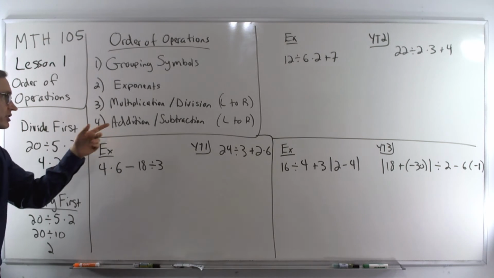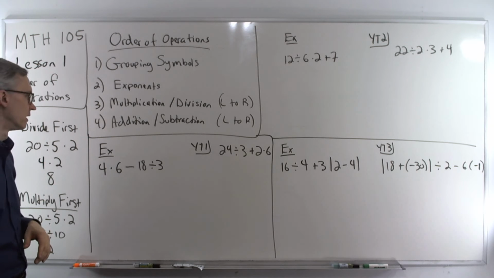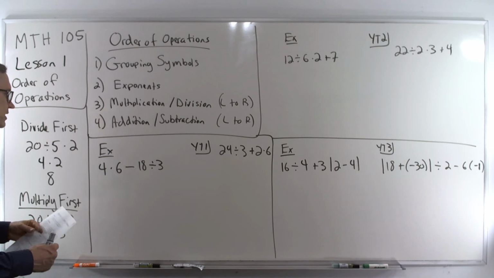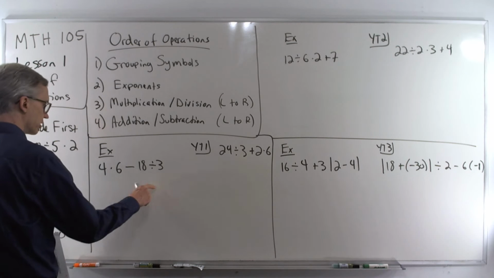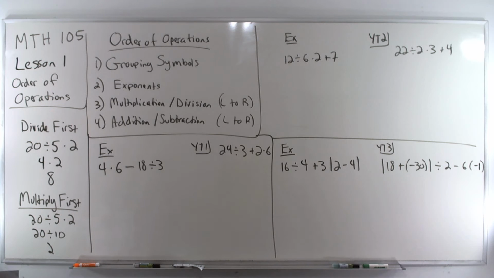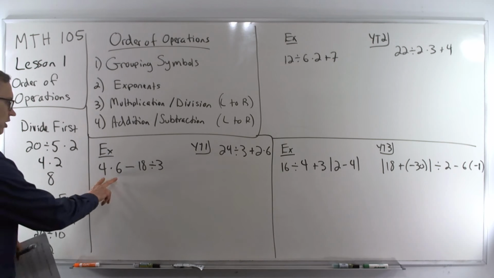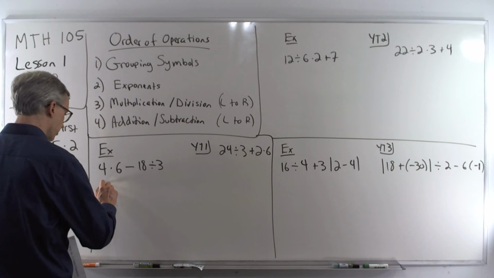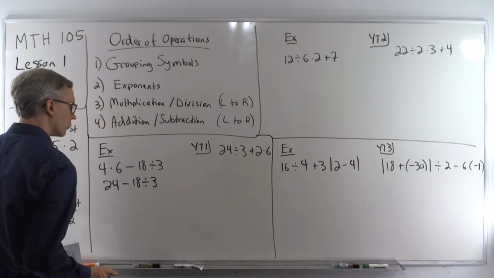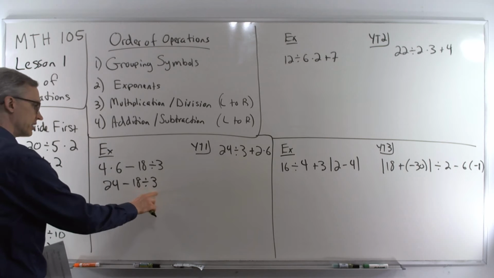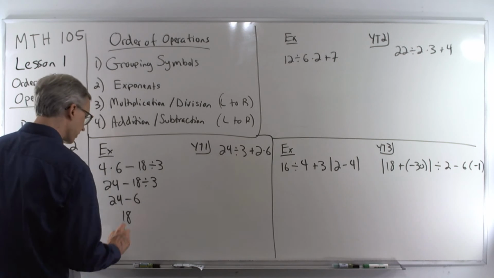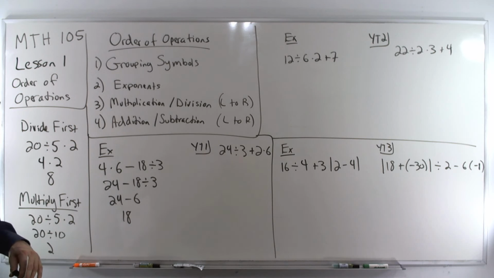And then same thing for addition and subtraction, working left to right. We're always going to do addition and subtraction last. So for example, we've got an expression here with multiplication, subtraction, and division. So we're going to work left to right, starting with the multiplication. 4 times 6 is 24. All right, then to do division, 18 divided by 3. And then subtract to get 18. Your turn, number 1.